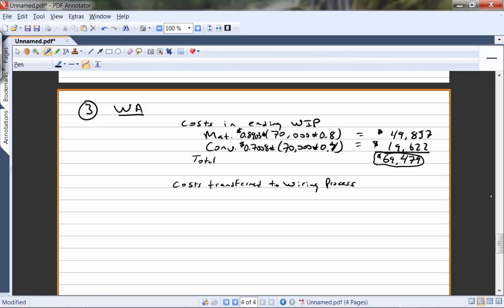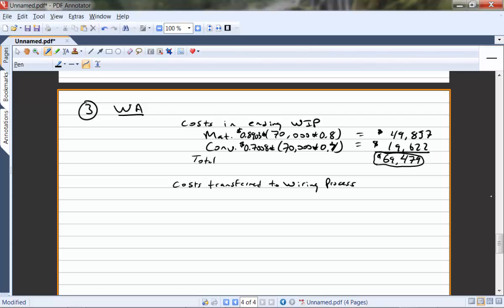We don't have to transfer the beginning WIP costs out. The reason is based on the assumption of weighted average. We assume that each of the units sitting there at the beginning is 0% done. And if each unit is sitting there 0% done, then we're also assuming that there's zero cost there at the beginning. We haven't incurred any cost to get those units done.